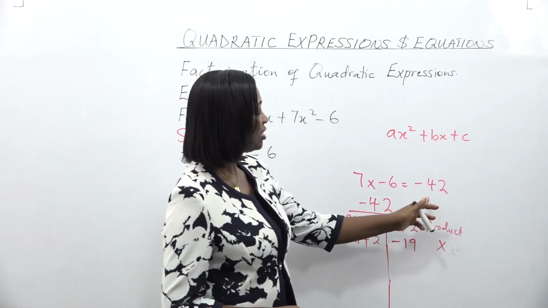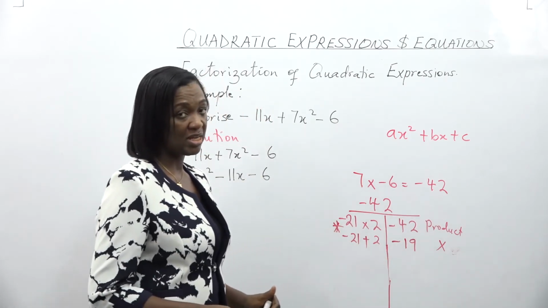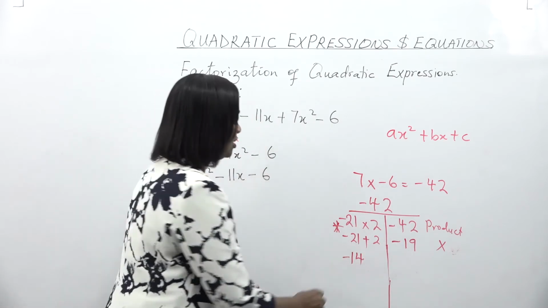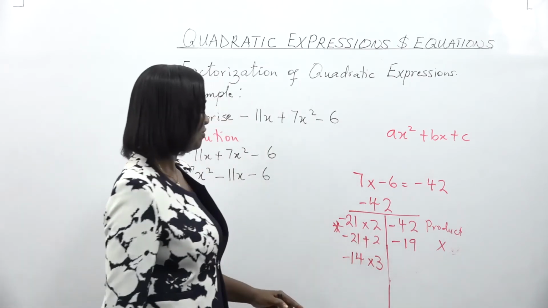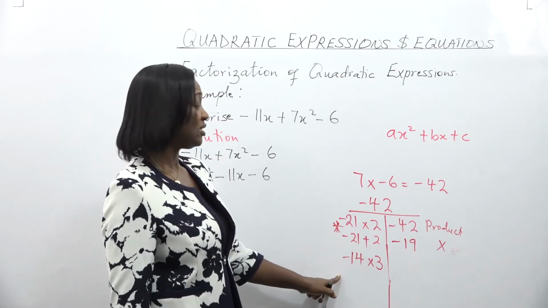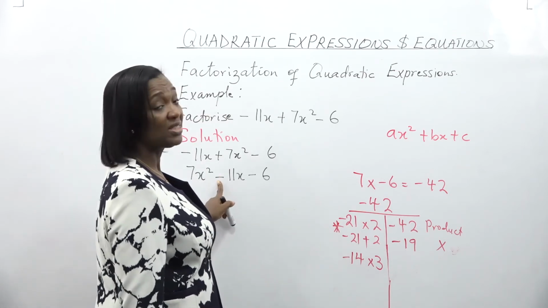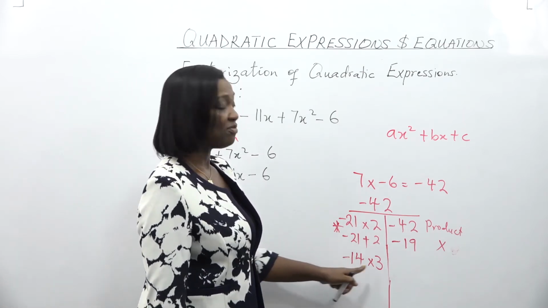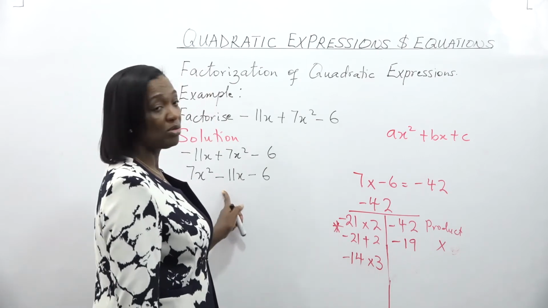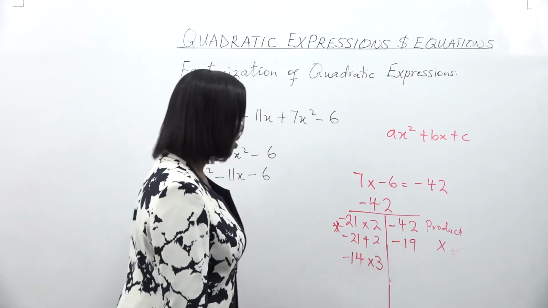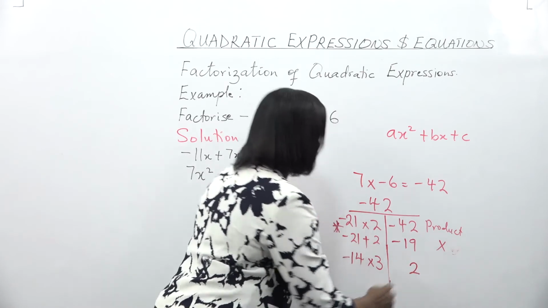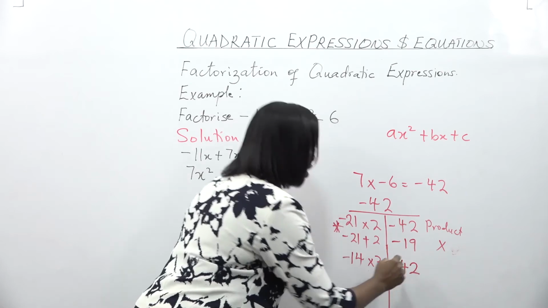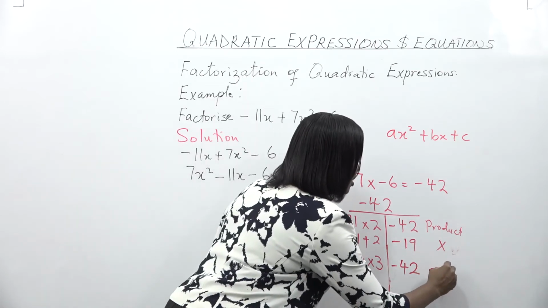42 divided by 3 is 14. So we'll try minus 14 times 3. I'm trying minus 14 because the middle term is negative. So I'm using minus 14 instead of minus 3 because I want to get a negative middle term. So minus 14 times 3. 3 times 4 is 12, carry 1. 3 times 1 is 3, plus 1, 4. So that's minus 42. So the product is correct.